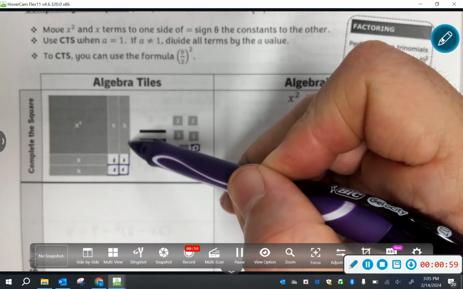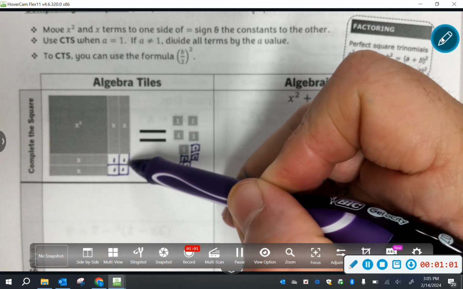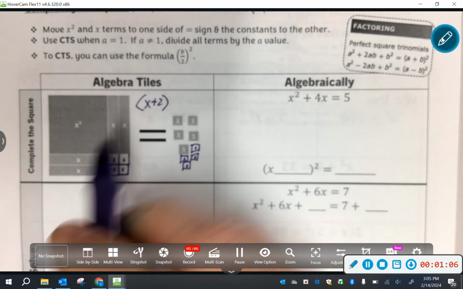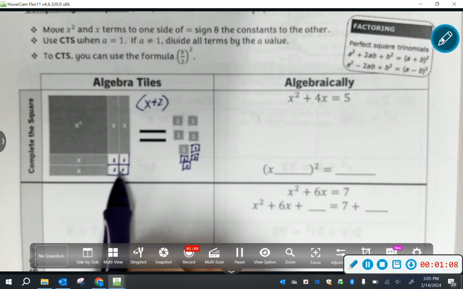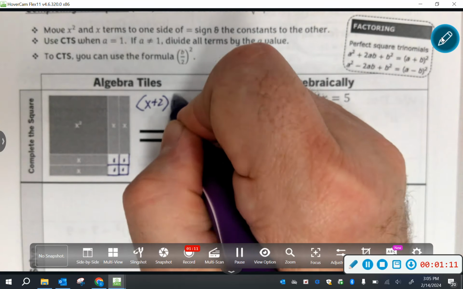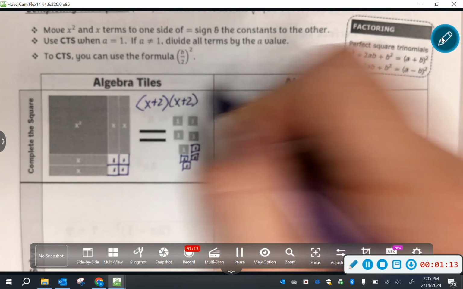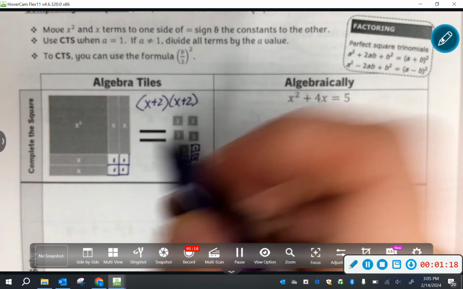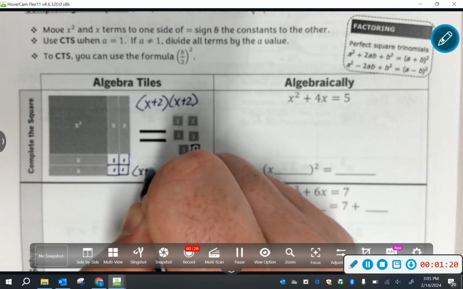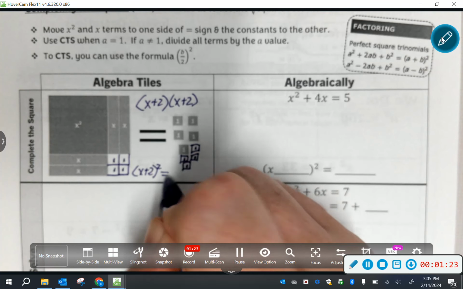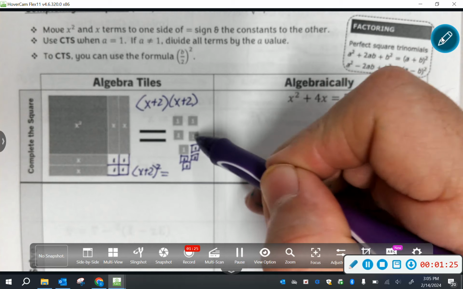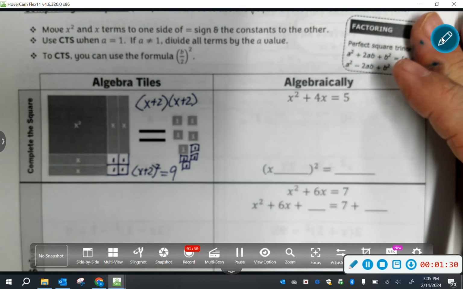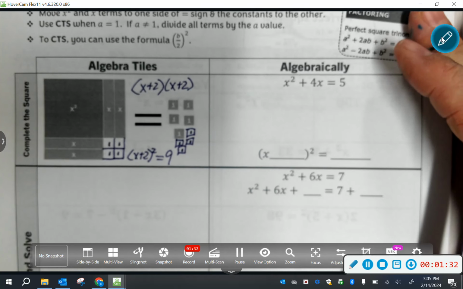Now look at what I have. This side is going to be x plus 2, and this side is going to be x plus 2. And then x plus 2 times x plus 2 gives us x plus 2 squared, which is equal to 1, 2, 3, 4, 5, 6, 7, 8, 9. Alright, so now let's look at what the algebra looks like.